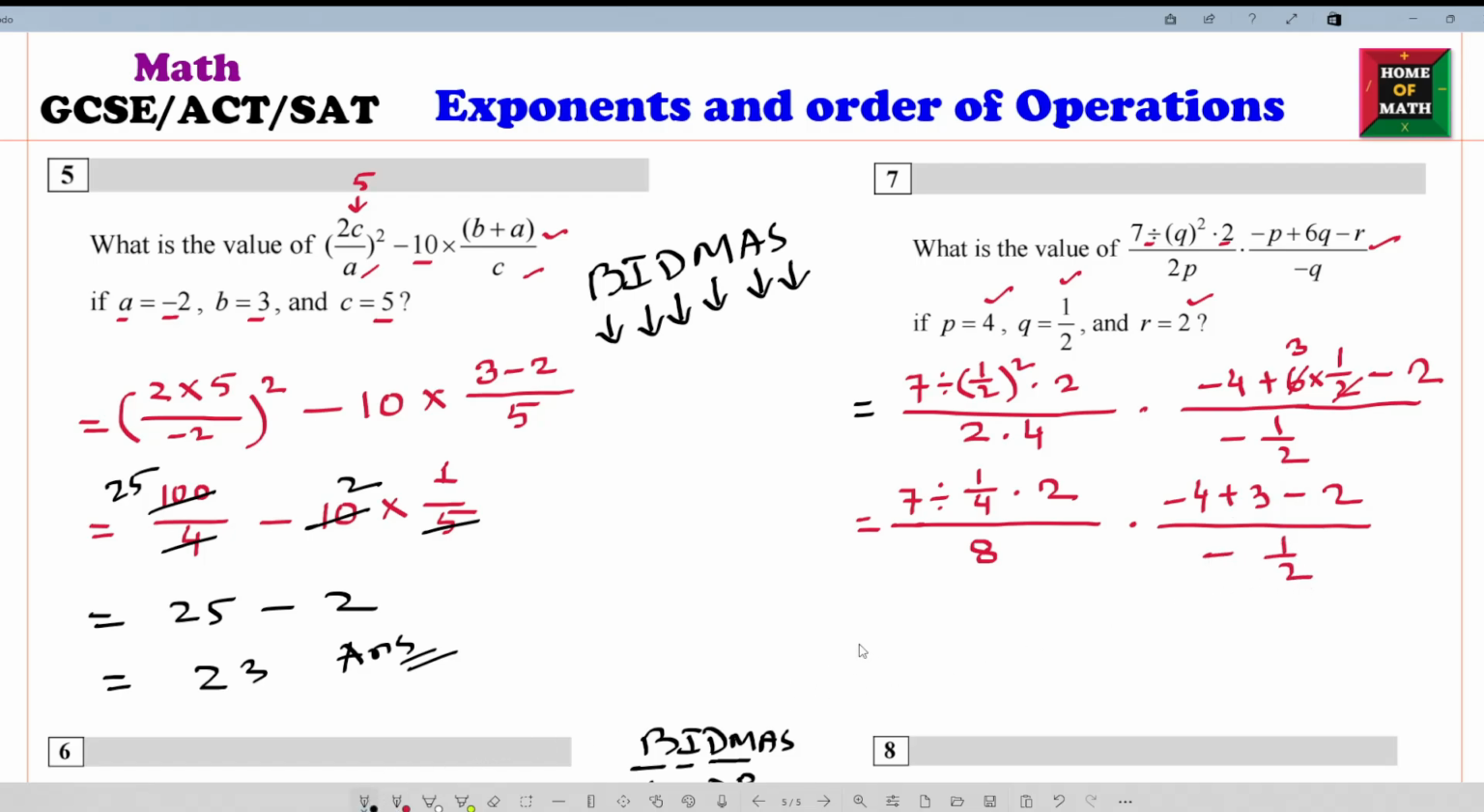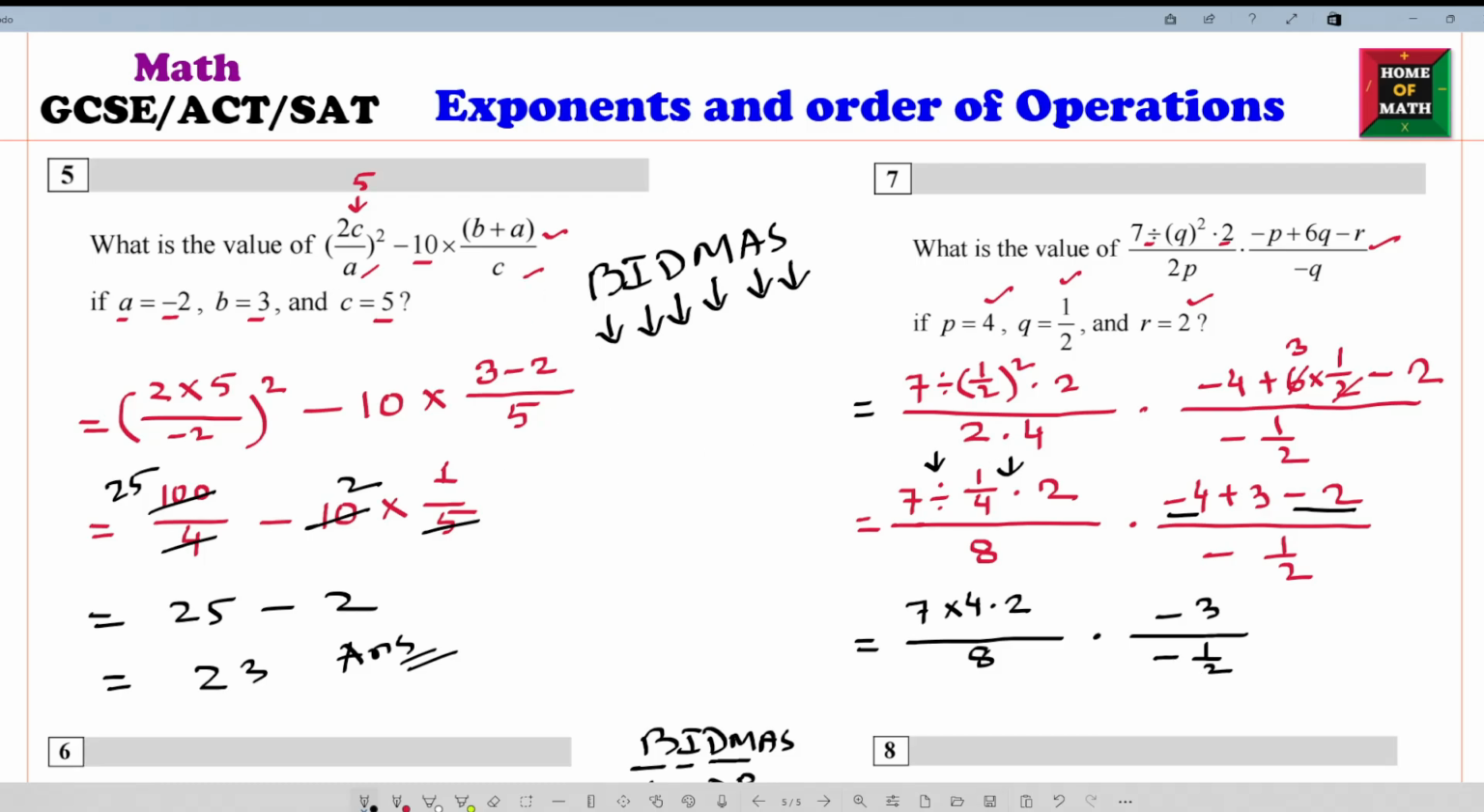Okay, now look, here is first division, then multiplication. So first we have to do division work. So 7 times 4, right? Then times 2 divide 8, times minus 4 plus 3, it means minus 1, and minus 2, it means minus 3, or we can say here is minus 4 minus 2 minus 6, minus 6 plus 3, it means minus 3, then minus 1 by 2.